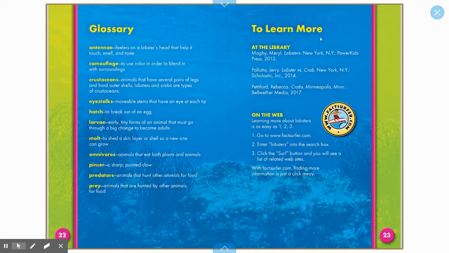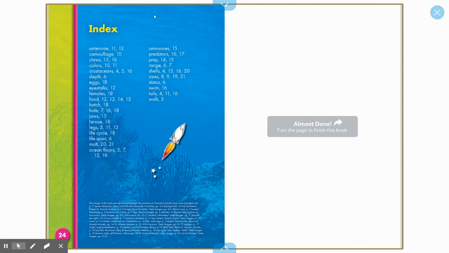Then there's a Learn More page, which some nonfiction texts have. So this tells you some different articles or websites you can go to find more about lobsters. Then our last page is the index. The index has all different topics about a lobster, and then it tells you the page numbers, which is where you can find out about each topic. So if I wanted to find out about eye stalks, I would go to page number 12.